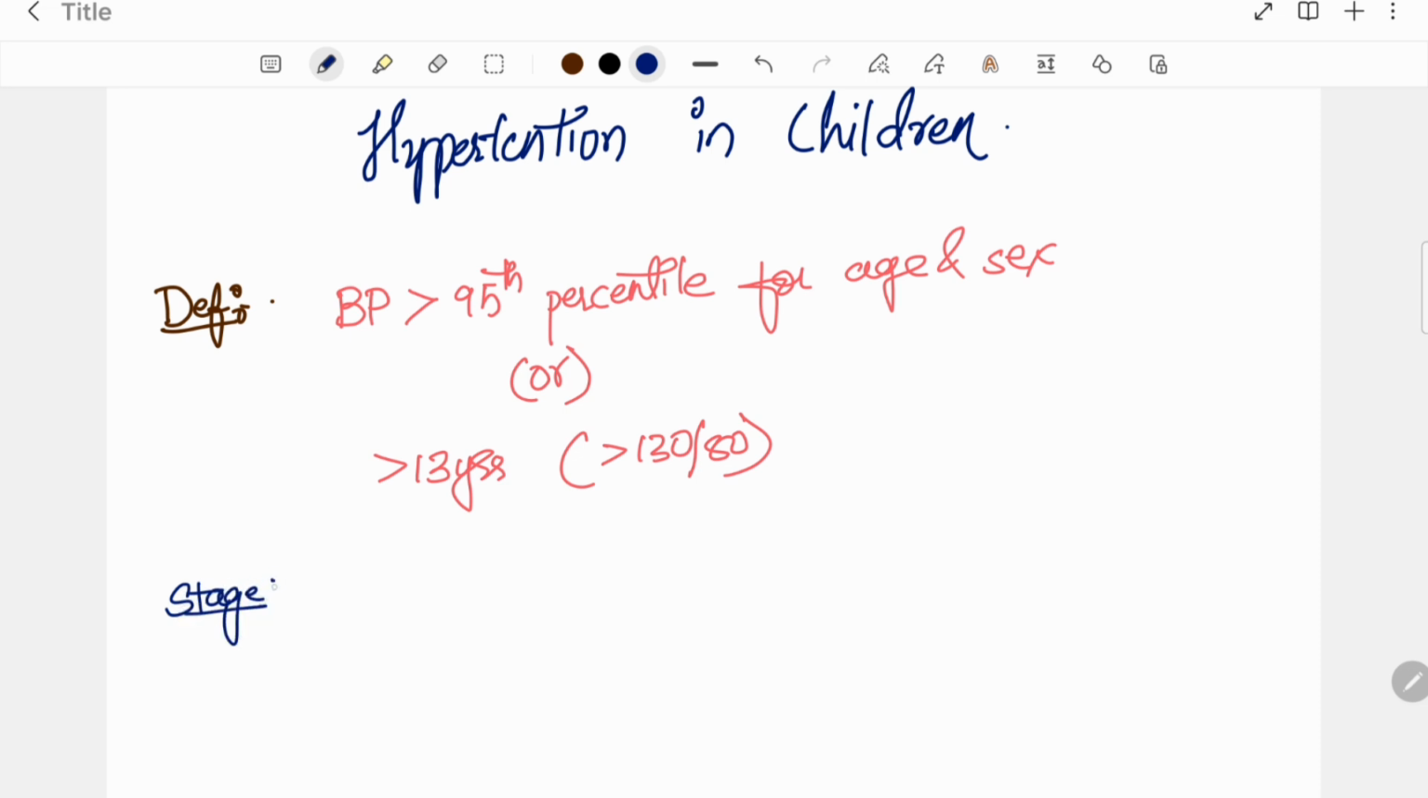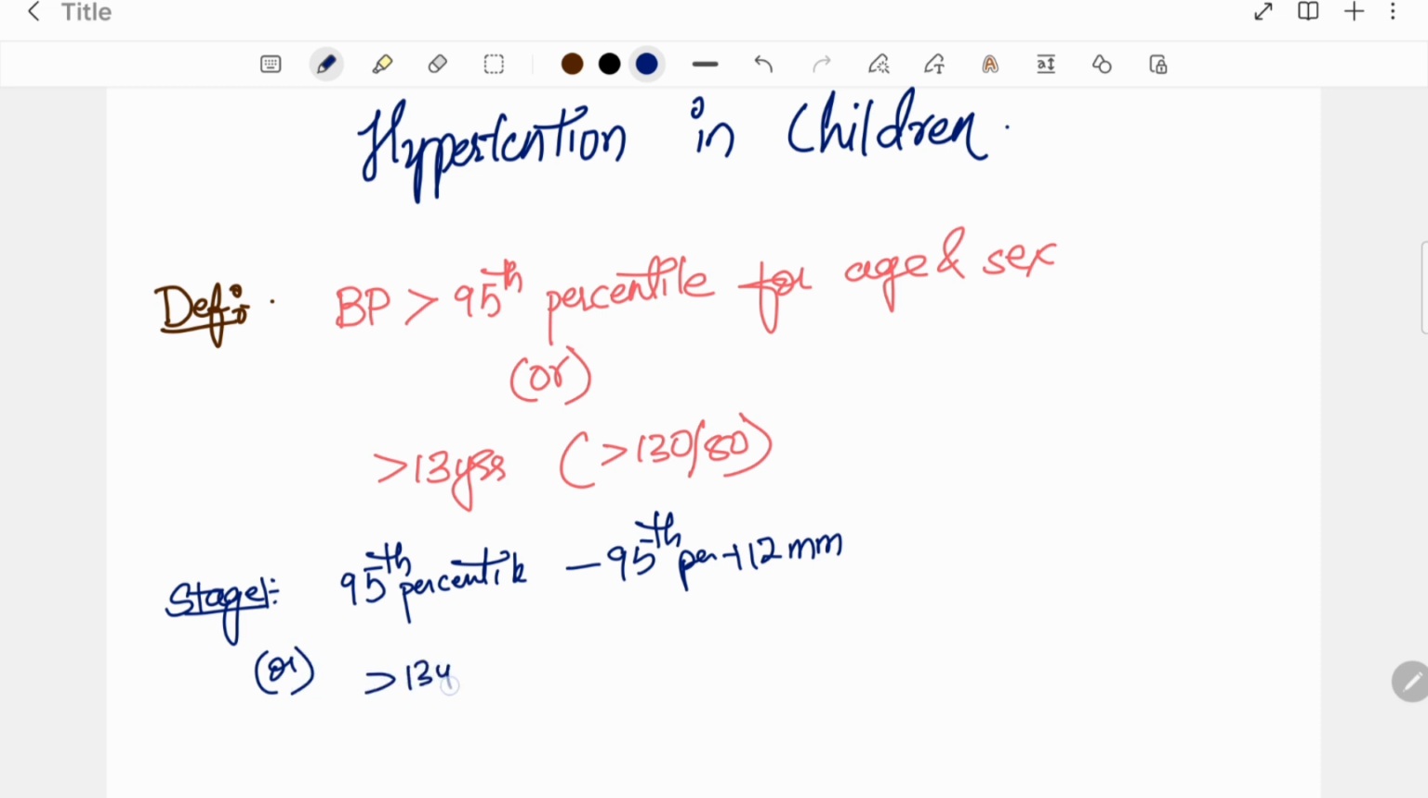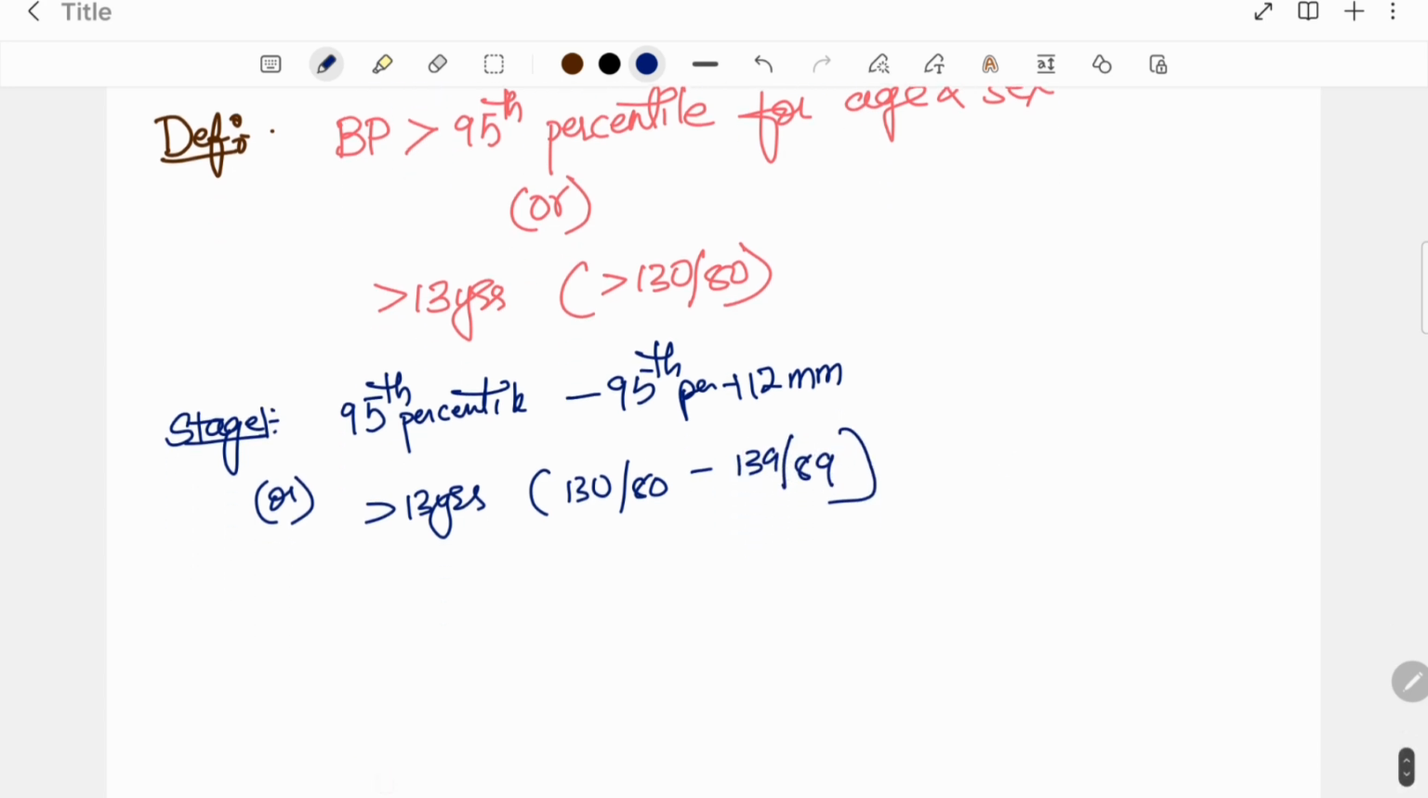Stage 1, the BP is between the 95th percentile and the 95th percentile plus 12 mmHg. For children above 13 years, the blood pressure is between 130 by 80 to 139 by 89 mmHg. Next, stage 2.